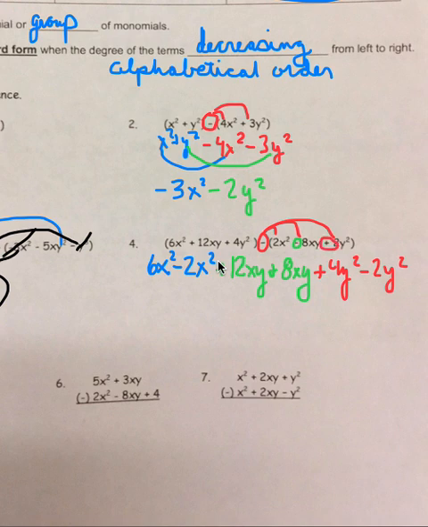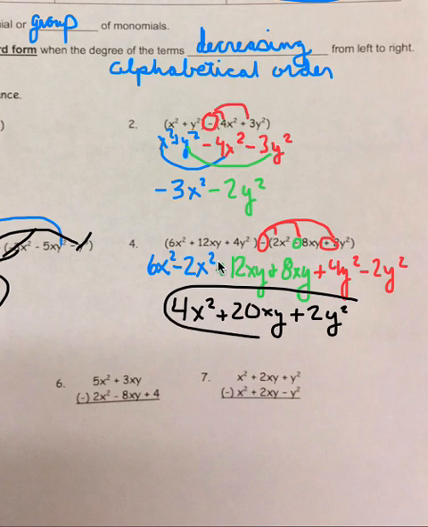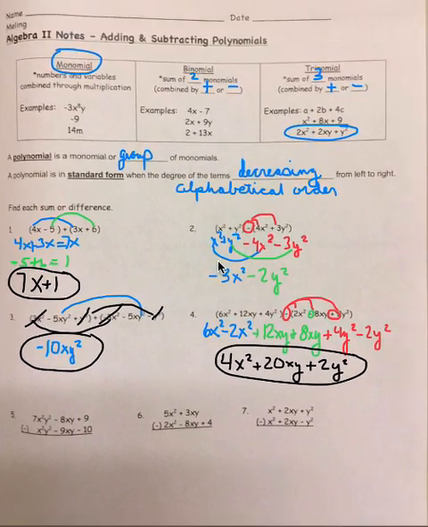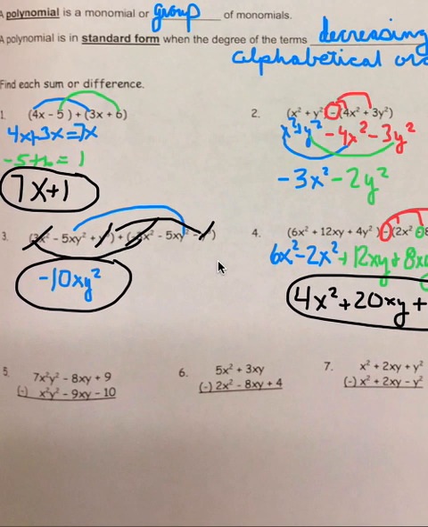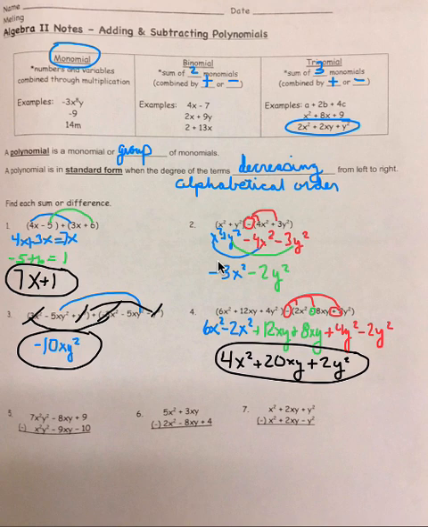And so now I can clean it up. I have all the like terms with each other, and so I'm going to have 4x squared plus 20xy plus 2y squared for my final answer. And so I've done all 4 of these problems in a horizontal fashion. And now I'm going to take the time to show you how to solve some problems vertically. And personally, I think the vertical method is almost easier because you line everything up first and then you add or subtract.